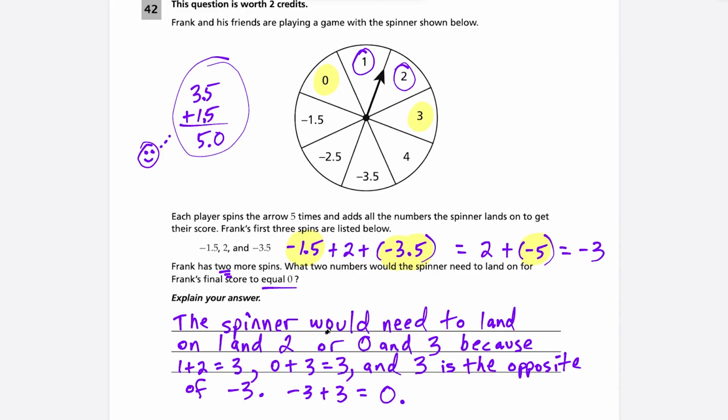Now, one thing I want to point out here is that in this explanation, we only have to include one of these. We could say 1 and 2, or we could just say 0 and 3. We don't have to mention both, but we do have the option to mention both of these pairs. And the justification here in our explanation after the because is that 3 is the opposite of -3. So this part here is very important if we want to get the points for explaining. We have to say why.